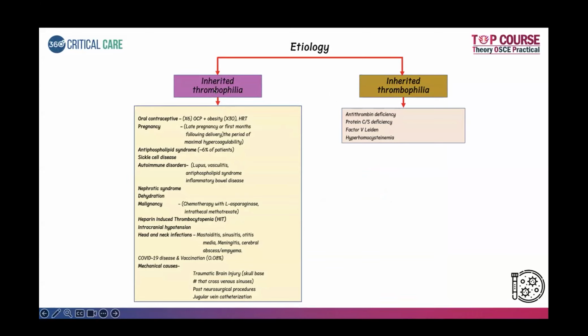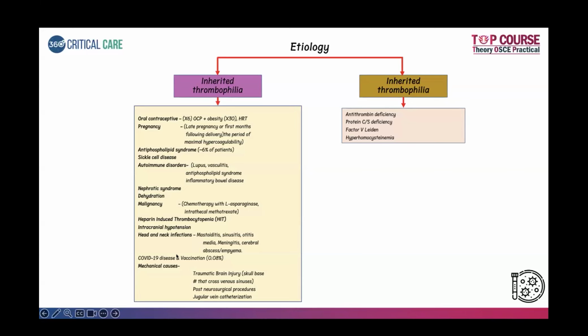Apologies for that. The acquired ones can be oral contraceptives, pregnancy, antiphospholipid antibody syndrome, sickle cell disorder, autoimmune disorders such as lupus or any vasculitis, nephrotic syndrome, which is again a hyperviscous state that can cause increased thrombosis, dehydration, malignancy, direct invasion of the venous channel. Even intracranial hypotension, like a trauma or a severe bleeding that can cause hypoperfusion to the brain, can later on cause stasis of the blood in the venous channel, causing venous sinus thrombosis.